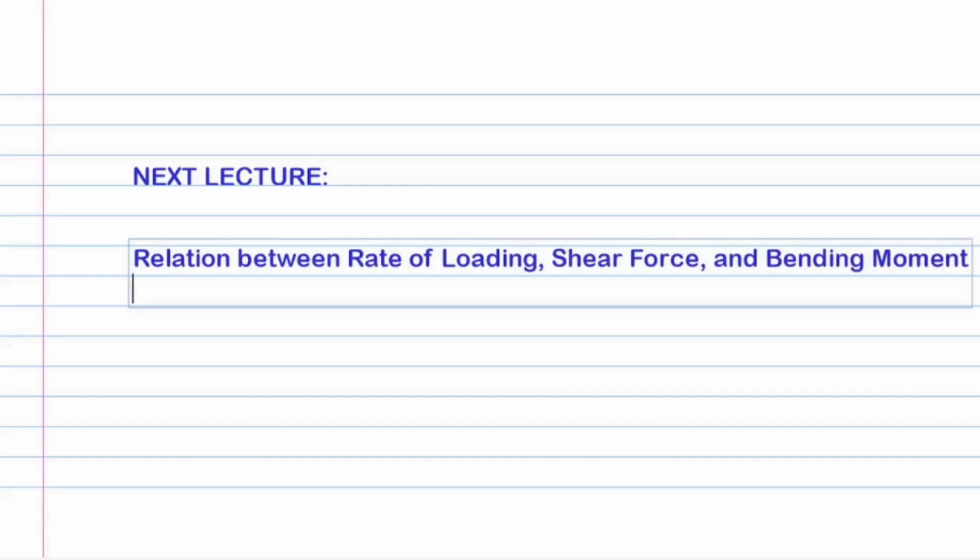In the next lecture, we shall take cue from this example and understand the relation between the rate of loading, the shear force, and the bending moment at any section along the beam's length.